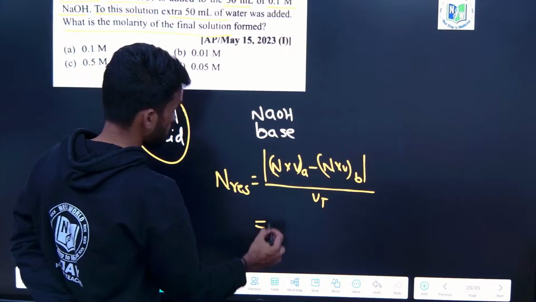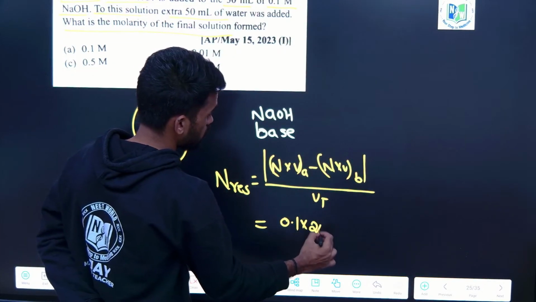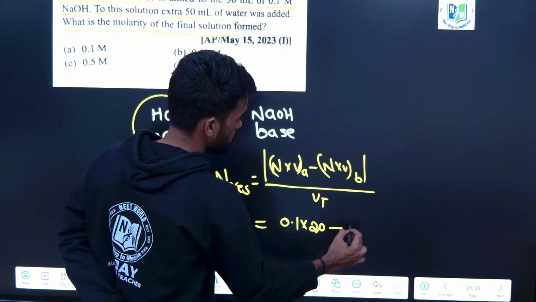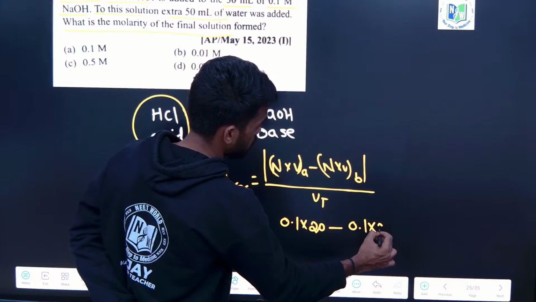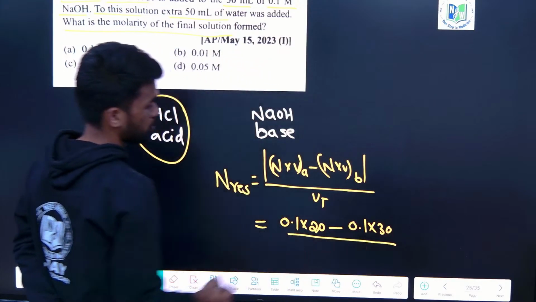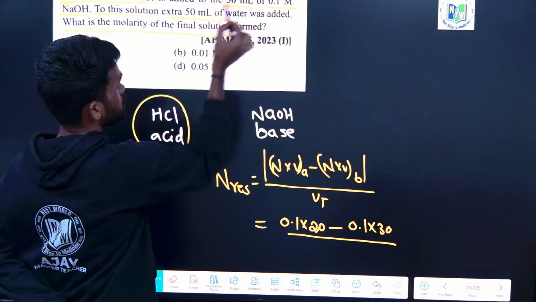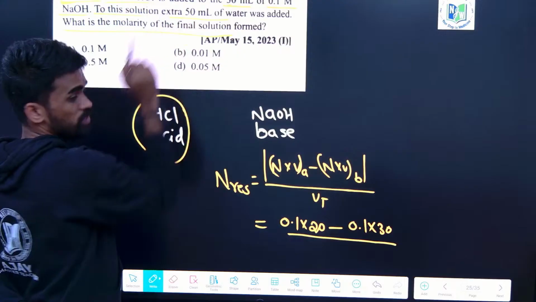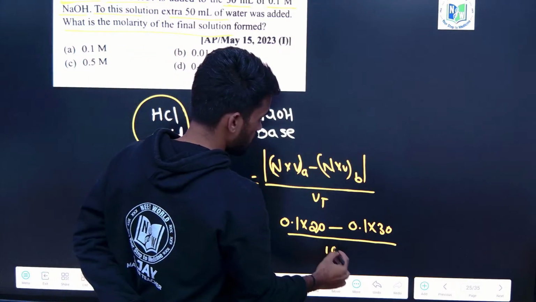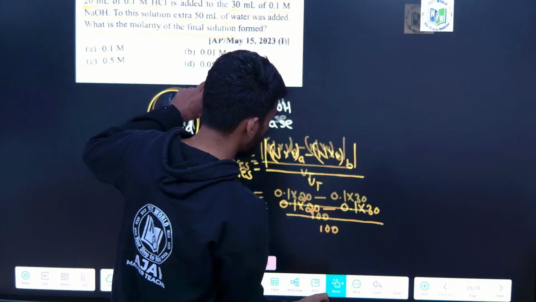0.1. What is its concentration? 0.1 into 20 minus 0.1 into 30, by V total. V1 is how much? 20. V2 is how much? 30. Then next 50. Again this 50 also should be added. So it becomes 100 here. V total will be 100. So therefore what are you going to get here?